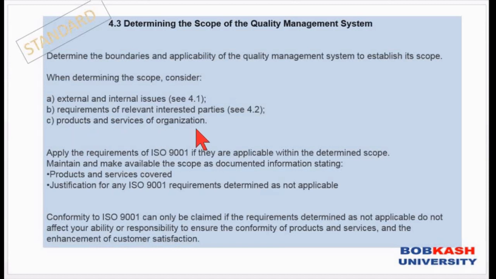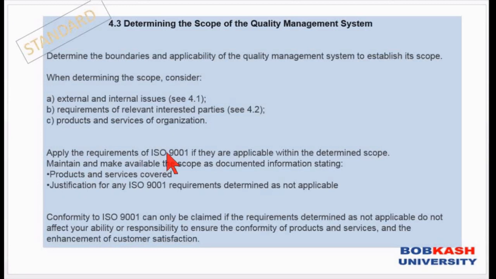the services of the organization, the precise product that you are going to deliver and the precise service. You should be very clear what exactly service you are giving to the customer. So three things the organization must determine before finalizing what is in the quality management system and what is out of the quality management system: external and internal issues, requirements of the relevant interested parties, and the precise product, the sellable product that you are going to deliver to the client, and the precise service that you are going to deliver to the customer.